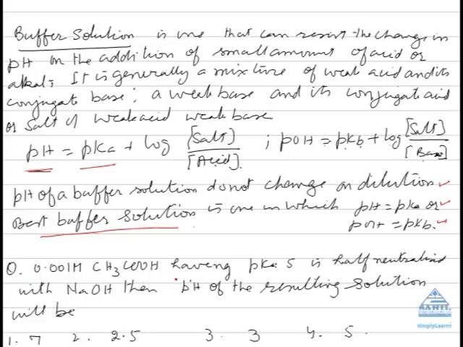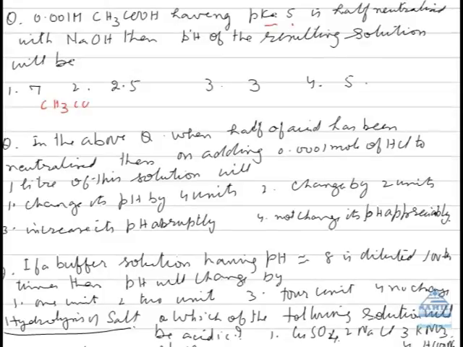0.001 molar acetic acid having pKa 5 is half neutralized with NaOH. Then pH of the resulting solution will be, when you are neutralizing it, acetic acid will react with NaOH to give sodium acetate. As per question, half of the acid has been neutralized. So naturally, half of the salt will be formed.